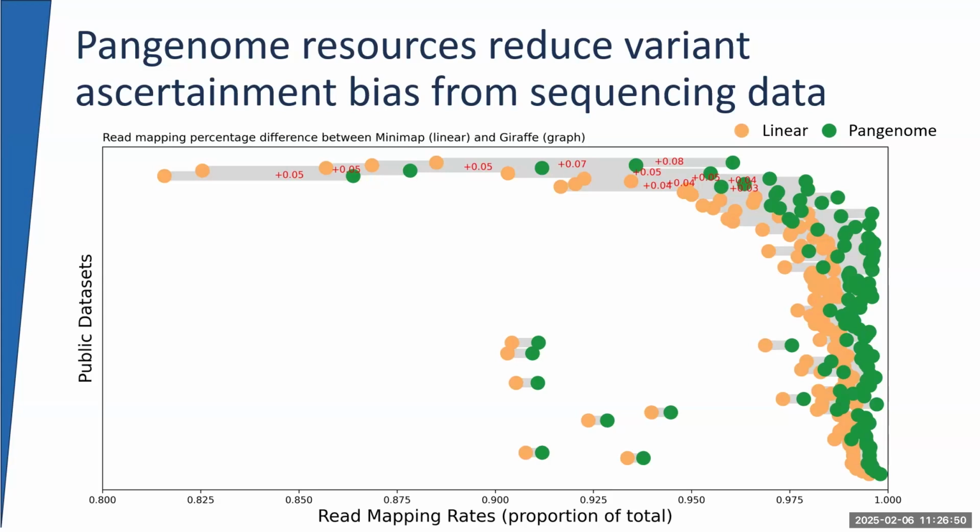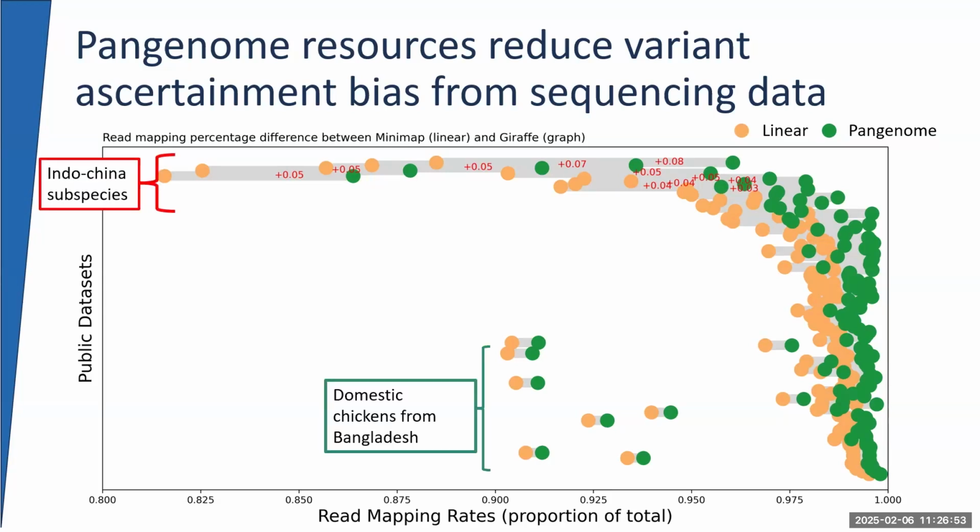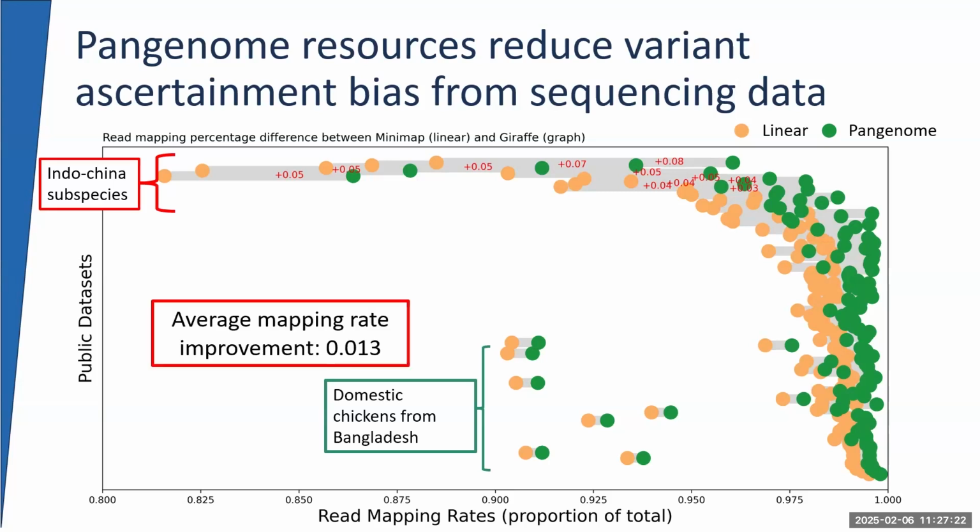You can see at the top that the improvement in read mapping rates is far greater for chicken lines from Indochina, including the Mewar breed from India. In fact, the highest individual had an 8% increase in read mapping rate, which is an astounding number of reads that would otherwise be missing. Whereas some domestic chickens from Bangladesh are still underrepresented in both the linear reference genome and the pangenome. In general, just using this resource without further extension, we saw a mapping rate improvement of about 1.3%, which is still a very high proportion of the genome that would otherwise be missing.